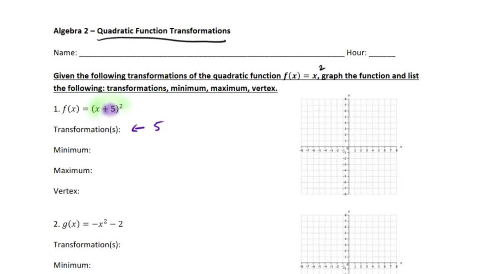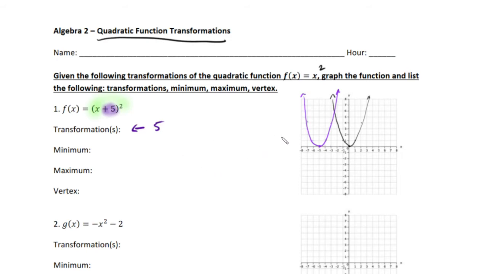The typical parent function looks like this. It's going to move to the left 5. So moving to the left 5, you count 1, 2, 3, 4, 5, and it's going to look like this. Kind of hard to do with the pen in my way. I guess something like that.